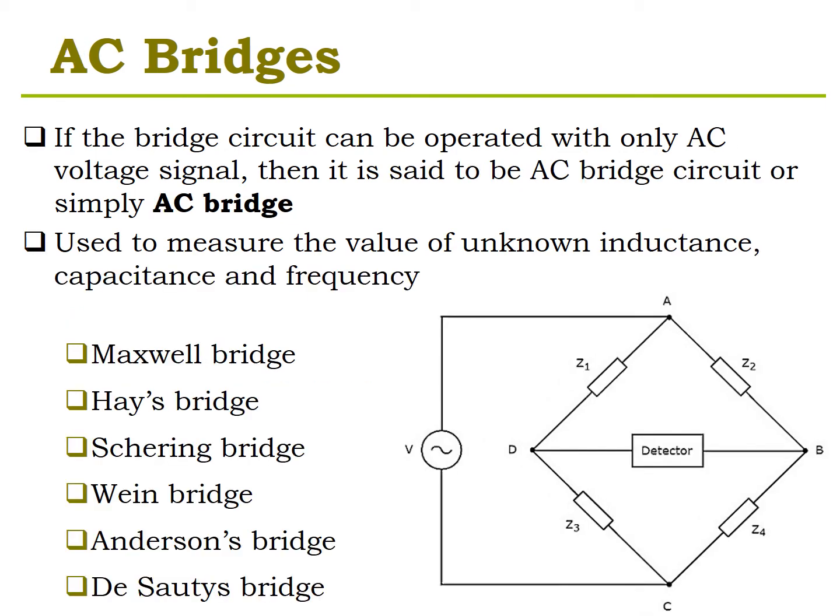AC bridges, when I am operating on an AC voltage signal, then I call them simply as an AC bridge, and usually they are used for measurement of unknown inductance, capacitance or frequency. So these are the different types of AC bridges that are used for measurement of, say, Maxwell and Hay for inductance, Schering for capacitance, Wien bridge we use for measurement of frequency, Anderson again for inductance, and De Sauty for capacitance.